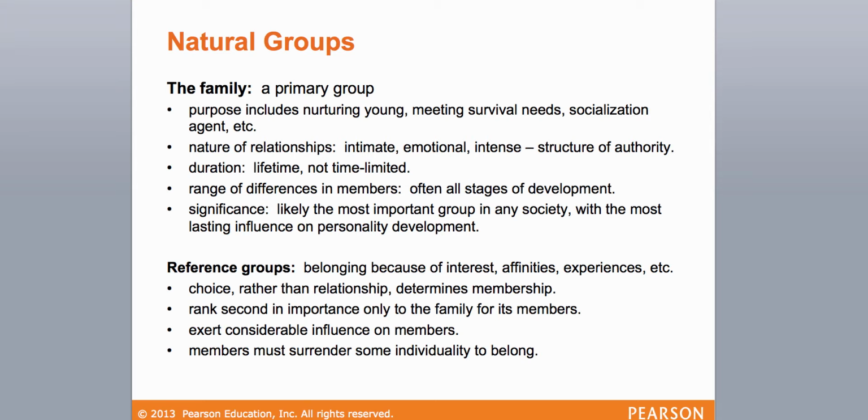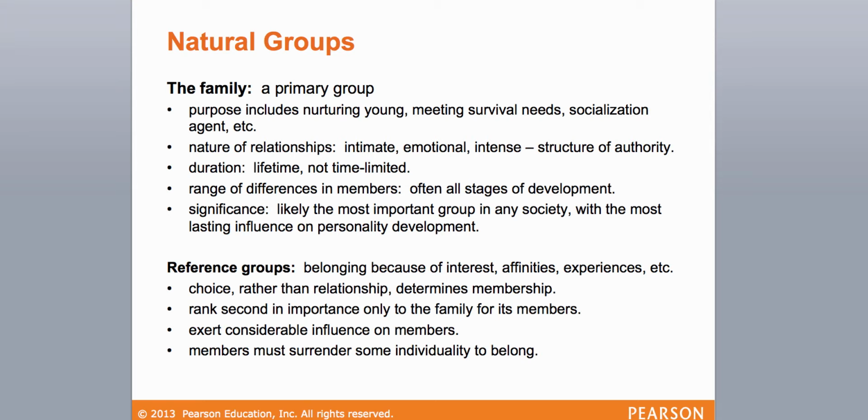In natural groups, these are the naturally occurring kinds of groups. She breaks them into two different kinds, and the primary group, the most important group she sees, is the family, of course, and this has a purpose of nurturing the young in a society, meeting the survival needs, that is food, shelter, clothing, those kinds of things, educating and socializing its members. The purpose here is really to kind of turn out a product, if you will, that will be able to function successfully in society and to contribute to society as a whole.